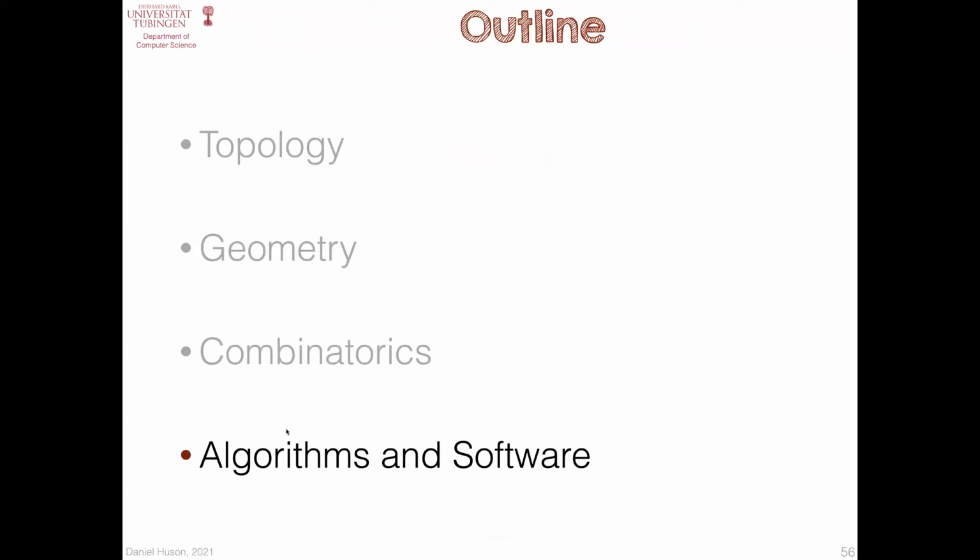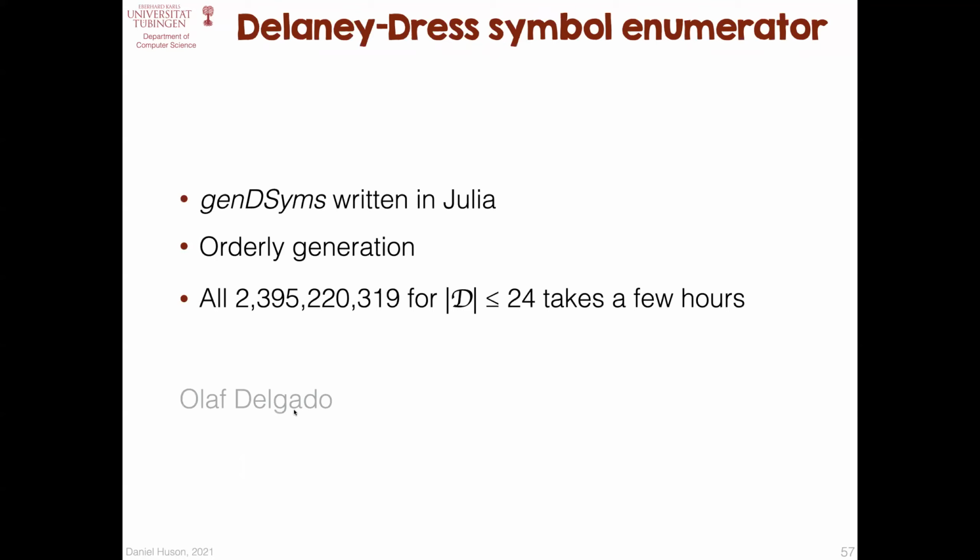Okay, so that's something about how to work with symmetry groups and equivariant tilings and how to systematically enumerate tilings. And let's look at the details of some algorithms and software. So the program that enumerates the Delaney-Dress symbols was written by Olaf Delgado. He wrote it in Julia. And it uses the concepts from orderly generation. This is methodology that was developed in the context, I guess, of general group theory, enumerating groups or determining whether 2 groups are isomorphic or not.